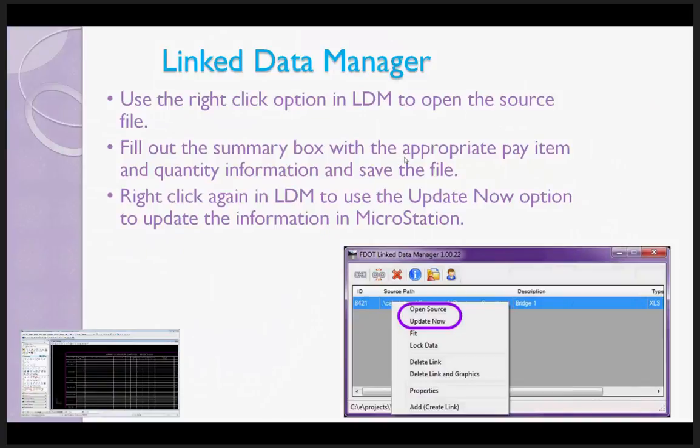Using the right-click options, and I'm going to show you this too, you can, at this point, once it's in the file, I can come in here now and I can tell it to open source, which opens up the Excel file that link is connected to. I can make changes to that source file, save it, then come back in here within LDM, highlight that link, and then click Update Now, and it'll update the new information into MicroStation. And hopefully that all made sense.